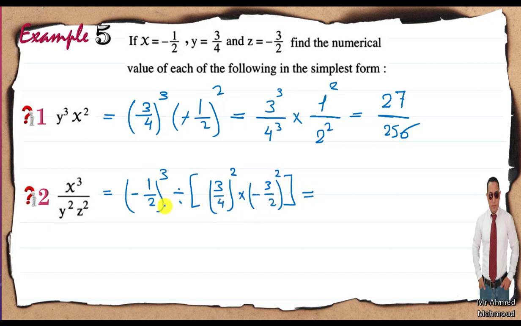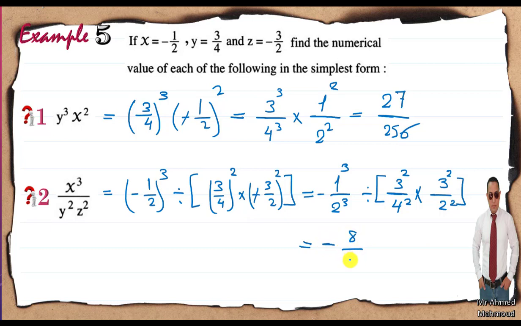Now I'm going to distribute this power, so it will be negative 1 to the power of 3, 2 to the power of 3, divided by (3 to the power of 2, times, cancel this negative, 3 to the power of 2 over 2 to the power of 2), and finally I'm going to evaluate the final answer. It will be negative 8 over 81.